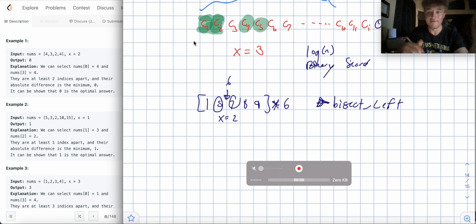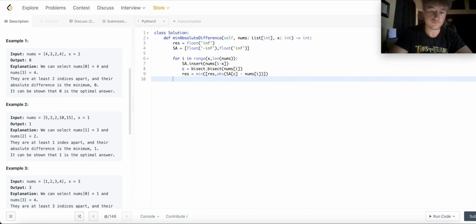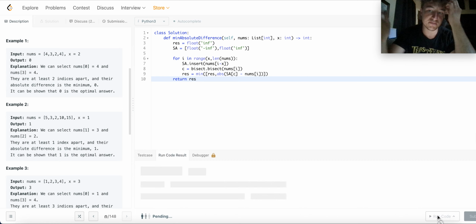And then we say res is the minimum of whatever, because maybe previously we found elements that are closer. And whatever SA is at C. The absolute value of that minus nums of I will be the closest element that's larger than it or smaller than it. I don't know. We'll do it both ways if it doesn't work. And at the end, we just return res. That's all you got to do.